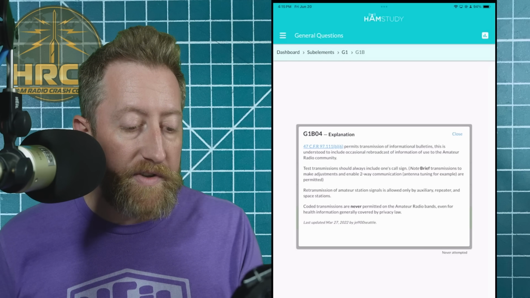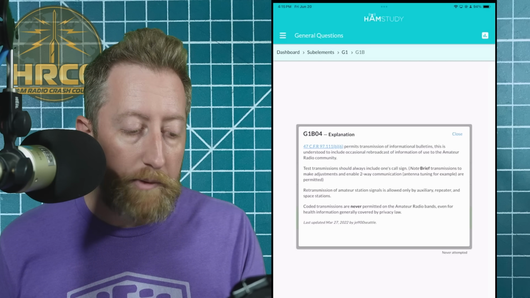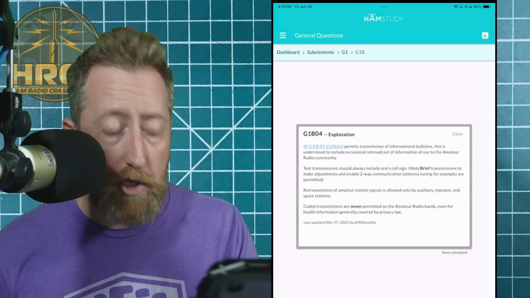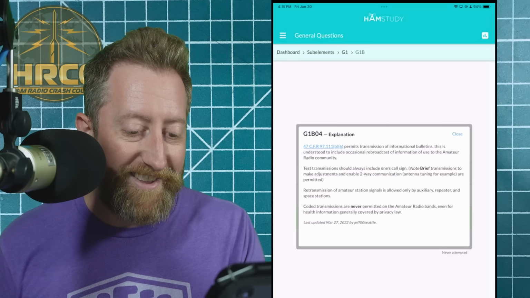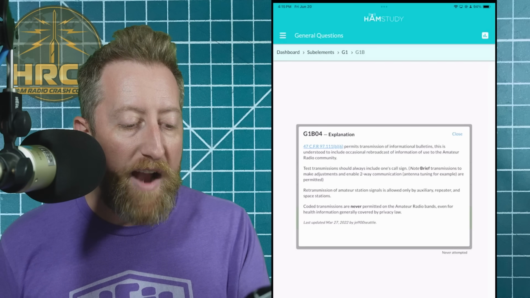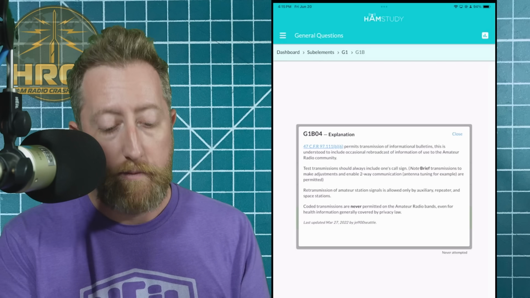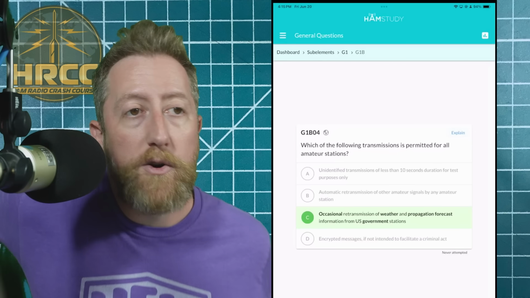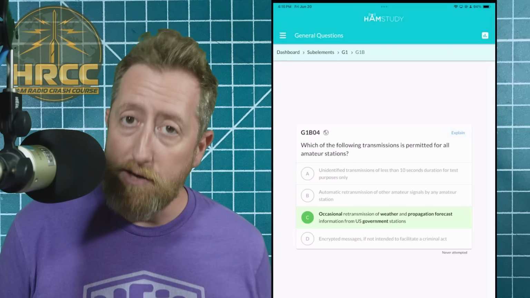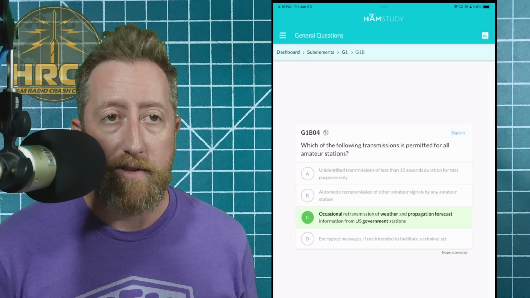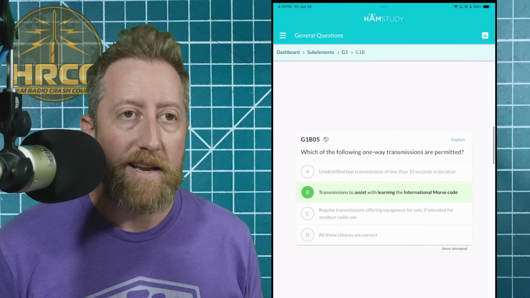Retransmission of amateur station signals is allowed only by auxiliary, repeater, and space stations. Coded transmissions are never permitted on the amateur radio bands, even for health information generally covered by privacy law. Yep, there's no HIPAA in amateur radio, meaning you can still violate HIPAA by using the bands and putting information out there you shouldn't, so keep that in mind, because you can't encrypt.